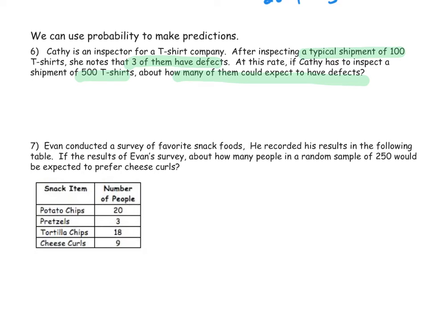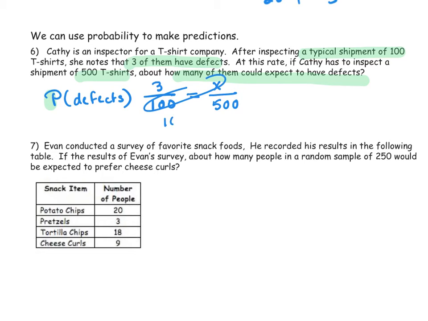So if we look at this, we're looking for the probability of how many t-shirts had defects. We start with the 3 had defects out of 100 that she inspected, but she's not going to inspect all 500 t-shirts. So if we wanted to predict how many would have defects, well, we don't know that. We're trying to figure that one out. However, we are talking about a total of 500 t-shirts. So we could write a proportion. This is one of the ways we could solve this. And again, we cross multiply and get 100x, and then 3 times 500 would be 1500. Then we divide by 100 on both sides, and x equals 15.